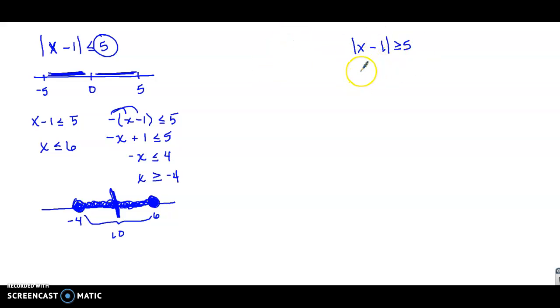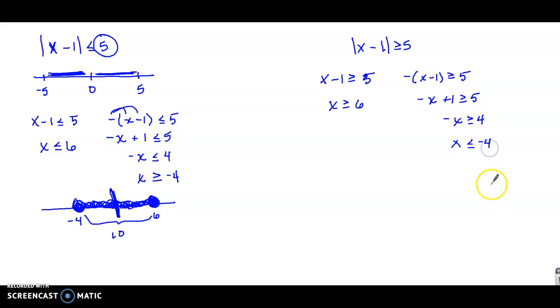So, same thing here. I don't have to do anything other than change that distance from 0. x minus 1 greater than or equal to 5, and negative x minus 1 greater than or equal to 5. I'm only having to remember the one thing. So x greater than or equal to 6, and negative x plus 1 greater than or equal to 5. Move my 1 over, negative x greater than or equal to 4. So x is now less than or equal to negative 4.